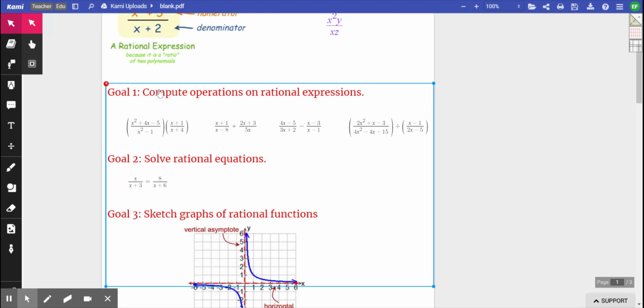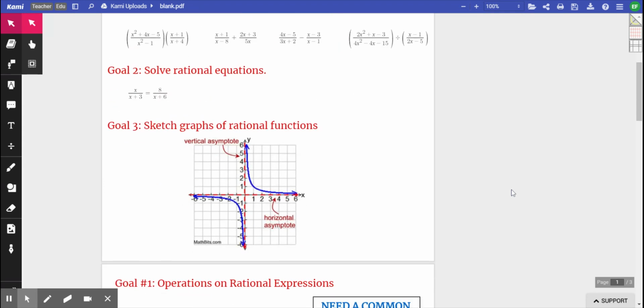So we're going to look first at operations of these types of expressions. That's going to be goal number one, and we're going to be able to simplify. Look at this. It's so exciting. We get to simplify stuff like this. Goal number one is computing operations with rational expressions. After that, we're going to learn how to solve a rational equation. And the last part of the unit, we are going to sketch graphs of rational functions. So we'll get graphs that look something like this, even though they do vary. And we'll learn some new vocabulary like vertical asymptote and horizontal asymptote.